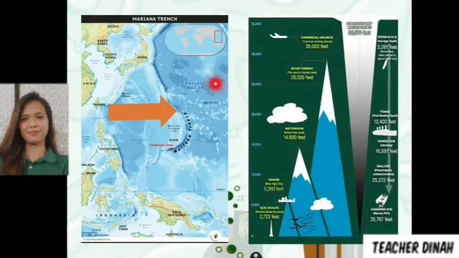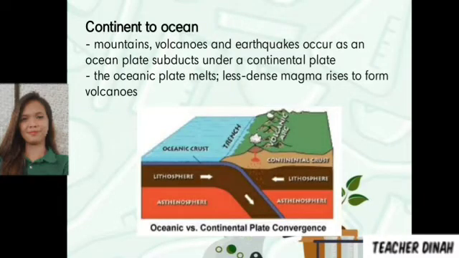So an example for ocean to ocean is the Mariana Trench. The Mariana Trench can be found in the Pacific Ocean. So this picture here shows the Challenger Deep Mariana Trench measurement. It is about 36,070 feet depth.